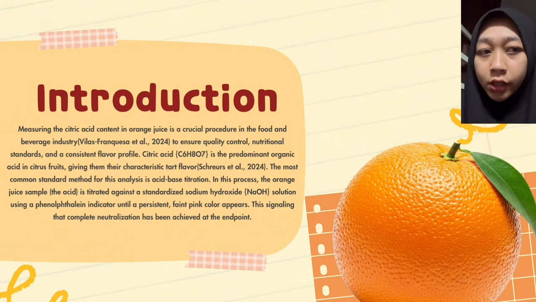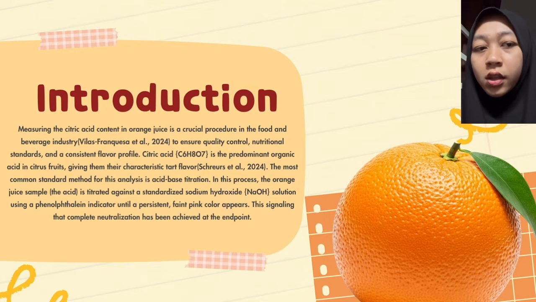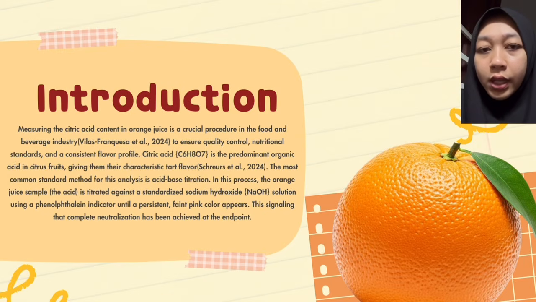During this procedure, the orange juice sample acts as our acid and is titrated against a standardized sodium hydroxide solution. By utilizing a phenolphthalein indicator, we look for the exact moment the solution turns a persistent faint pink, signaling that complete neutralization has been achieved at the endpoint.